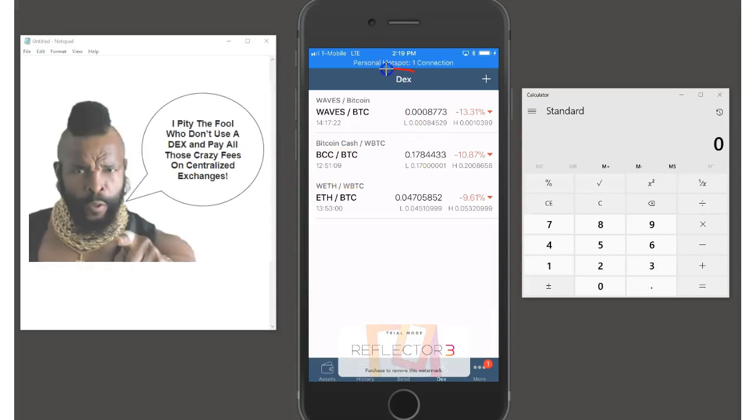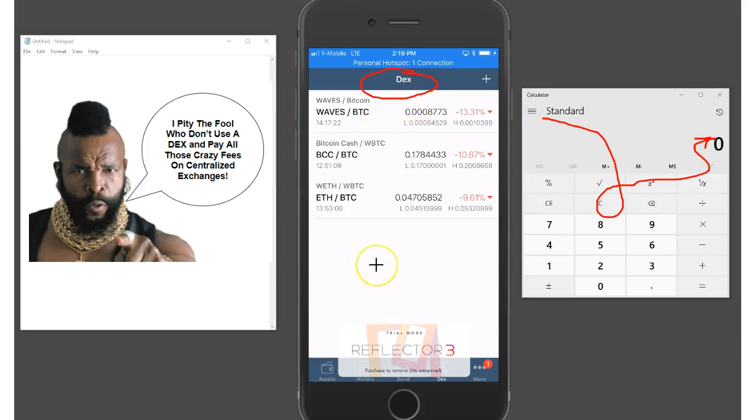Hey guys, going to do a quick tour of the Waves DEX, or decentralized exchange. I have my iPhone up on the screen, and I want to first give you a tour of it and then talk about some of the prices. I have the calculator over here ready to go. Talk about the trading fees here versus what you're going to experience on other popular exchanges.